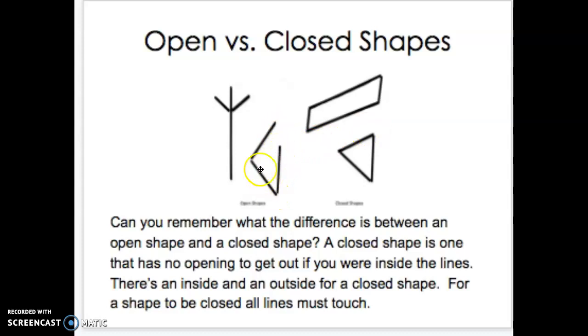Notice these are open shapes because these lines are not closed. If you were inside, you could actually get out. So these are open shapes.